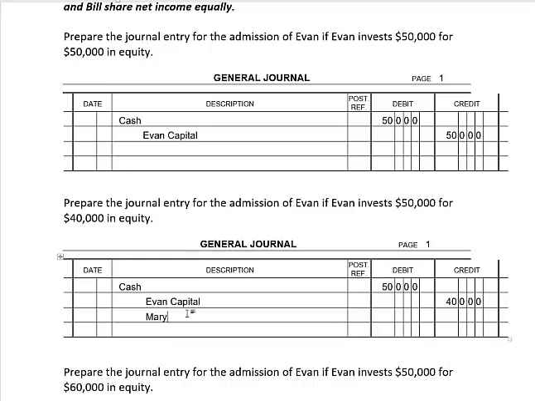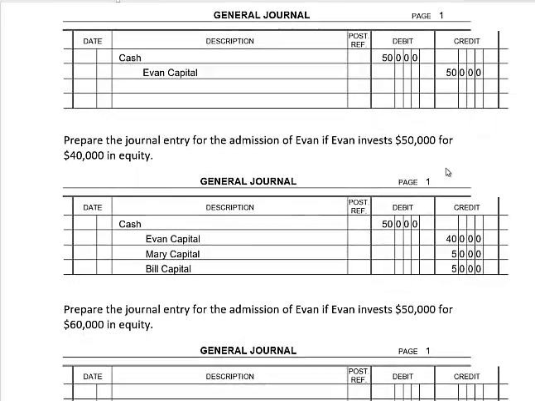So Mary will get an additional $5,000 added to her capital, and Bill will get an additional $5,000 added to his capital.